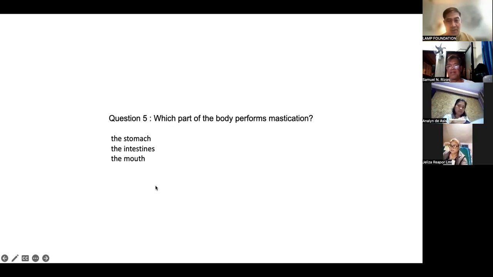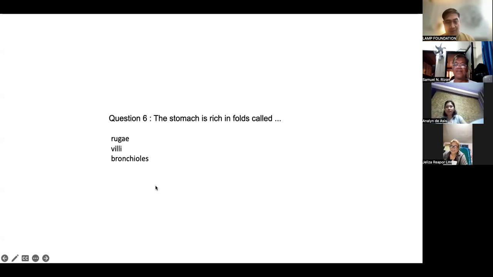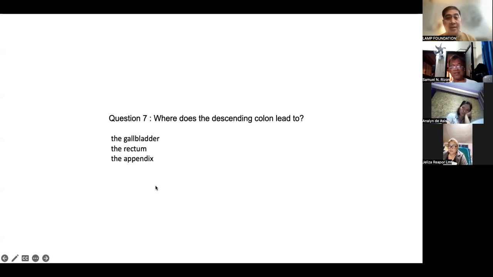Which part of the body performs mastication? Intestine? No. What does mastication mean? Chewing. The mouth, Doc. The stomach? No. Where does the descending colon lead to? The appendix? No. The rectum.